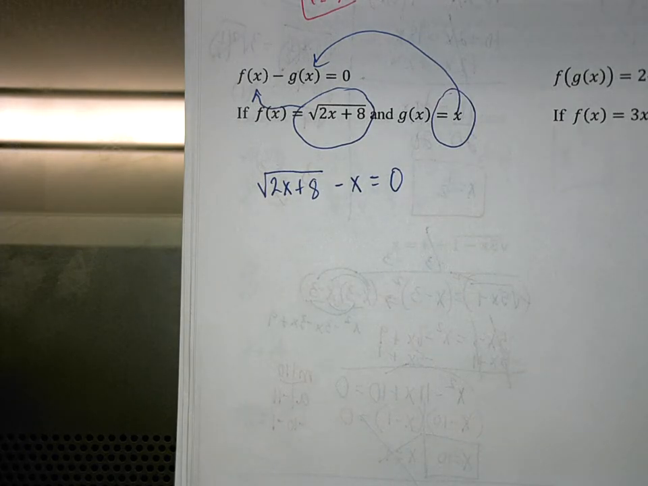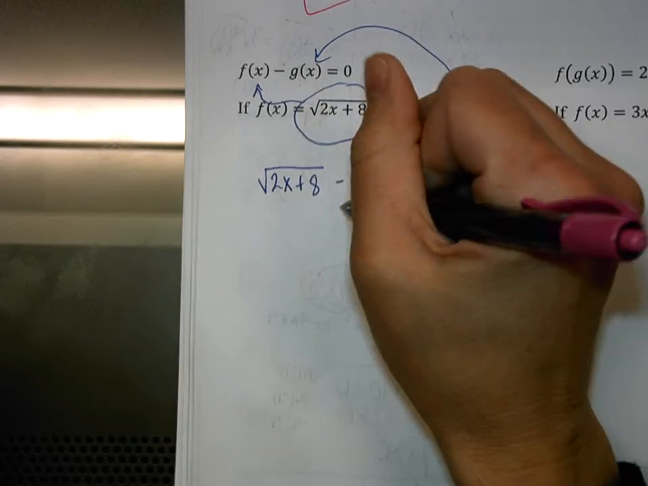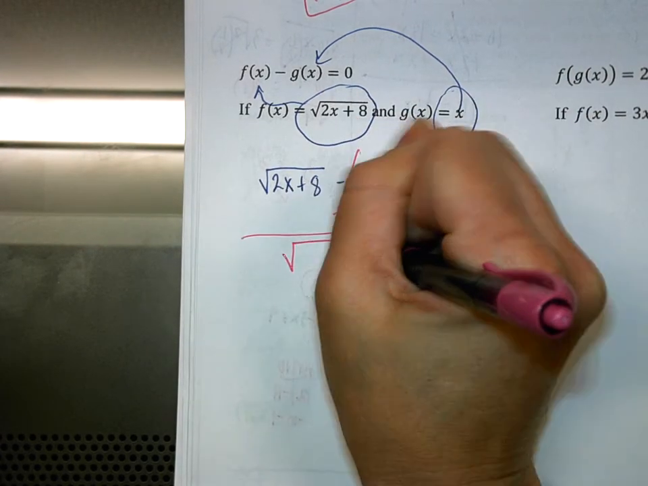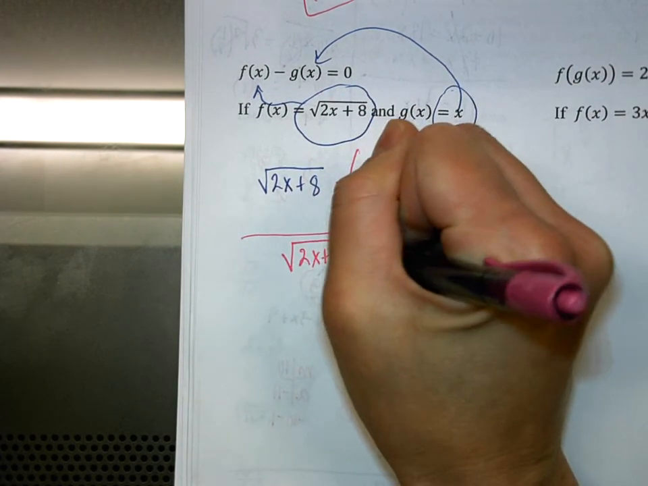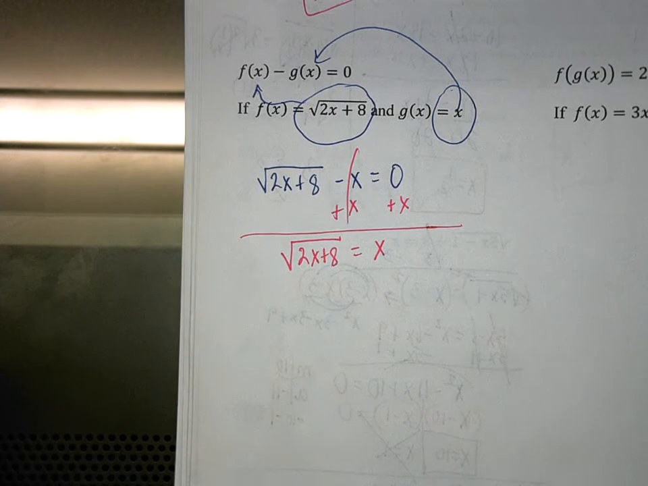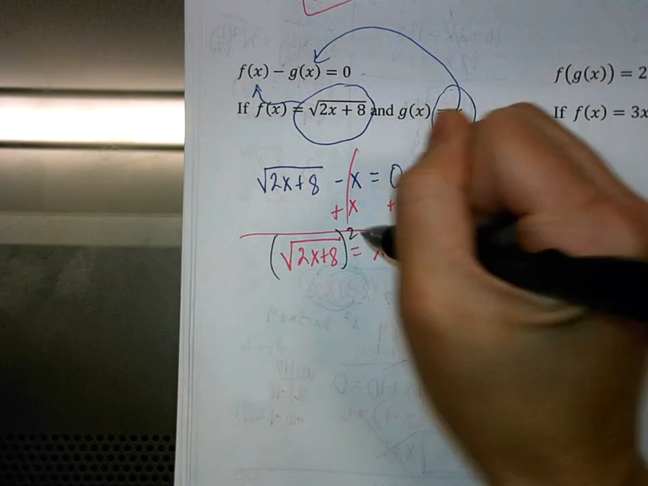Is that good? Okay, we want to get the root by itself, so what do I do now? Add x to both sides, right? Good. I knew you knew it. Okay. The square root of 2x plus 8 equals x. What would be next? Very good. Square both sides to eliminate your root.